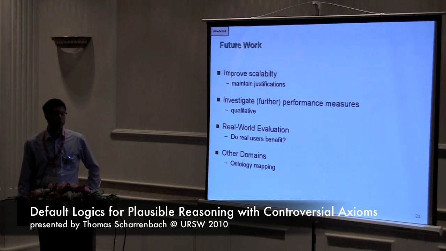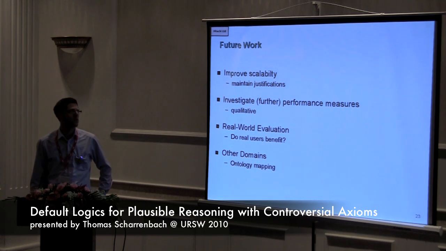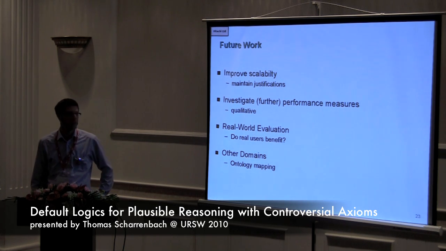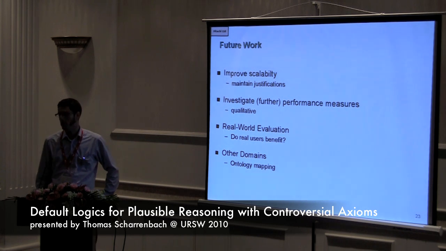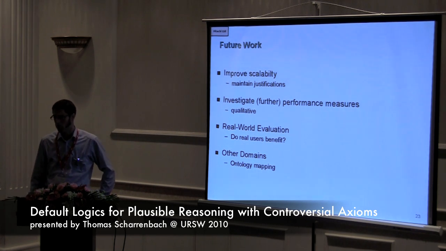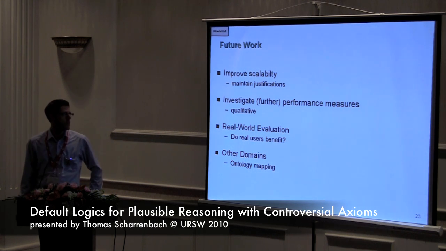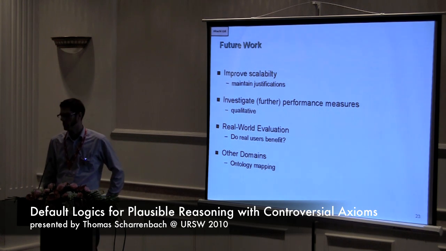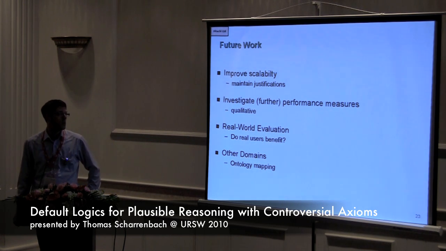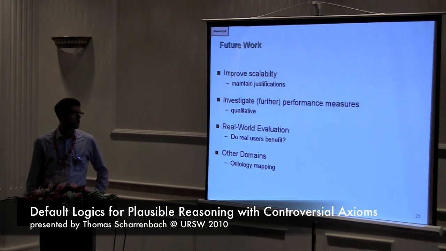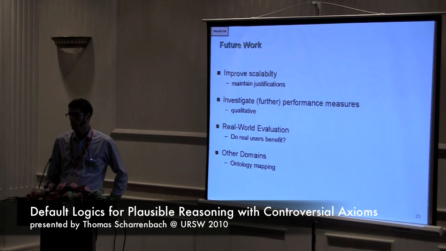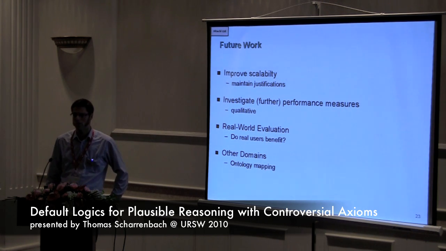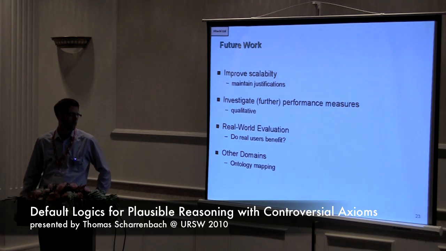Future work is to improve scalability. The complexity of this approach is dominated by the computation of justifications. So we have to find an efficient way to maintain justifications, which is out of scope of this context. We have to investigate further performance measures and do evaluation with competing performance measures. We nonetheless have to do a real-world evaluation, so we do not yet know whether real users really like the method that we want to present them with, which is an important thing, because if they dislike it, you can just throw everything into the trash can.